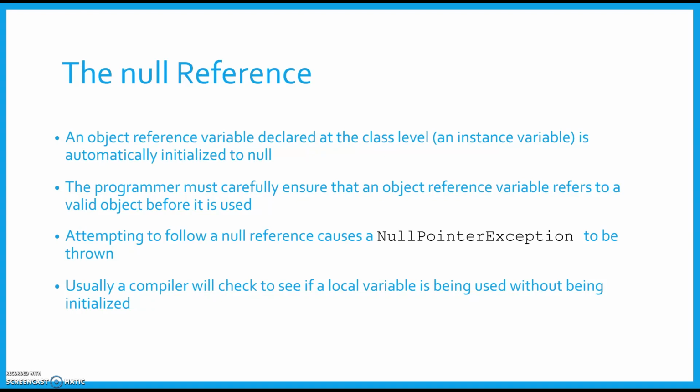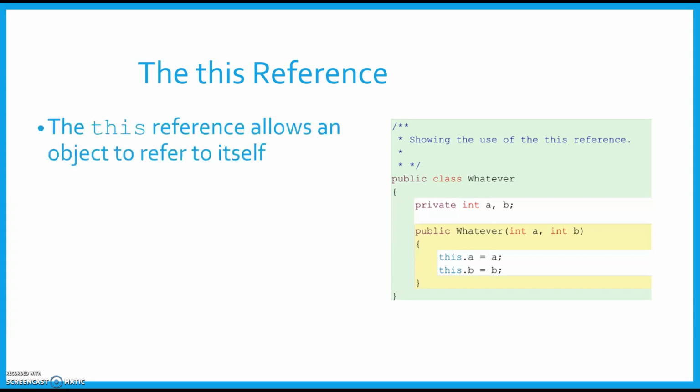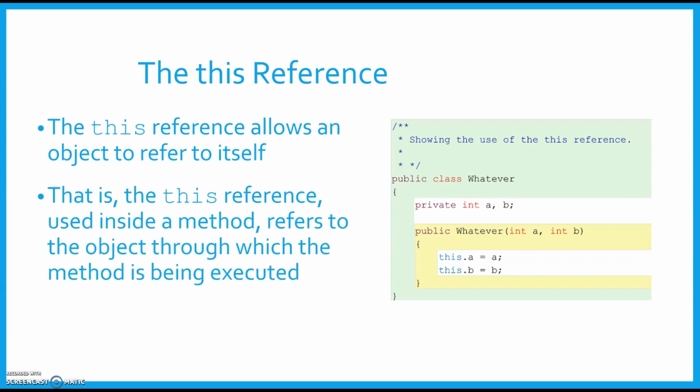And then the last thing I want to talk to you about today is the this reference. The this reference will not appear on the AP test, so you don't have to worry about that. But I do want to cover it in case you see it in some code or it happens to appear in one of our labs. The this reference allows an object to refer to itself. That is, the this reference used inside a method refers to the object through which the method is being executed.